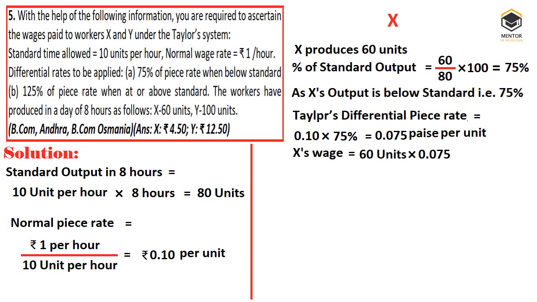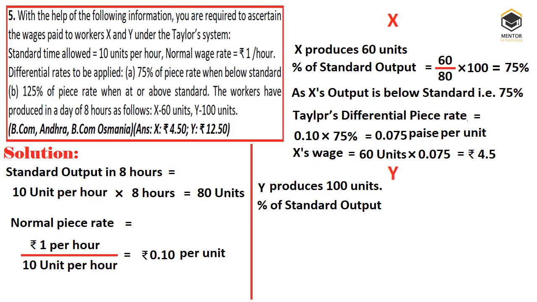Therefore, X's wage equals 60 units into 0.075, that is equal to 4.5 rupees, the wage of X. In this way, we need to calculate X's wage. When you take up Y, Y produces 100 units.